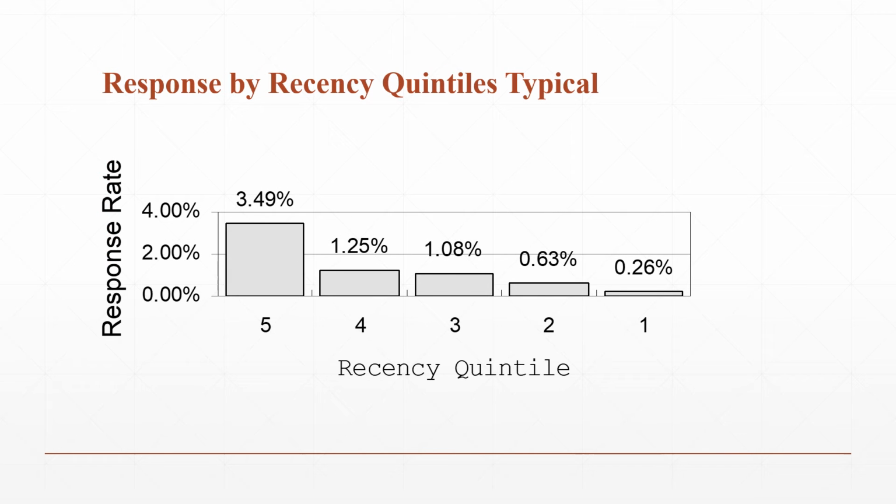This is what typically recency response rates look like. That is, people who are the most recent responders to offers are dramatically more likely to respond to the next offer. This isn't always the case, but this is typically what they look like. In this case, the 5s are 3 times as likely as the 4s to respond positively to this offer.